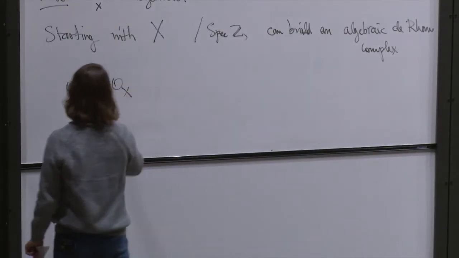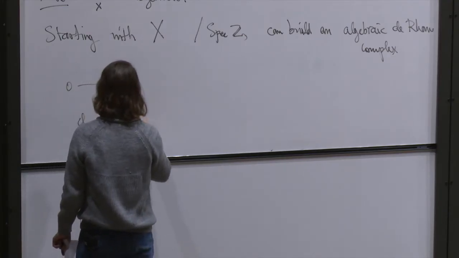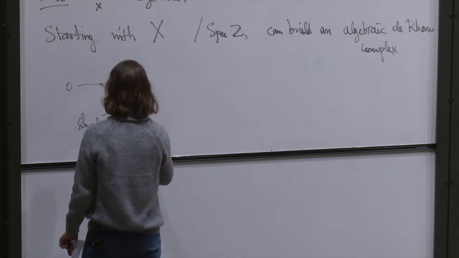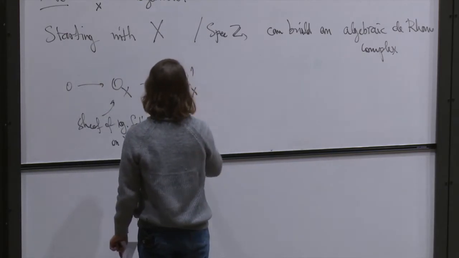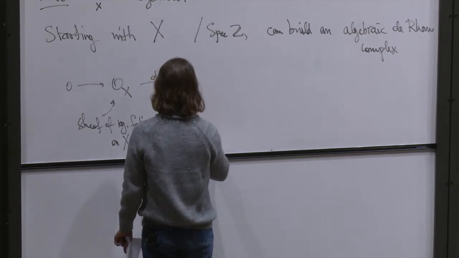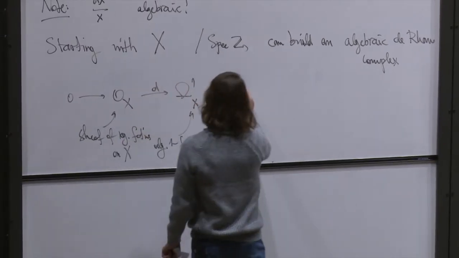So you have the sheaf of regular functions on X, and you can differentiate them. You get a one-form on X. So I should maybe say algebraic one-forms. And so on.